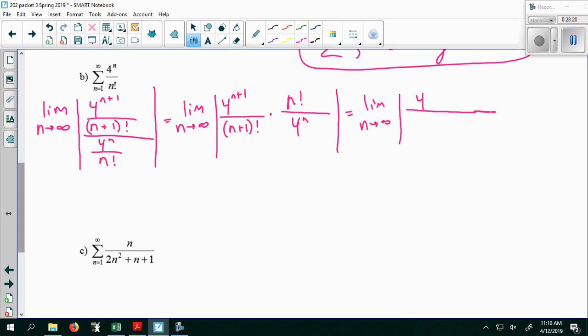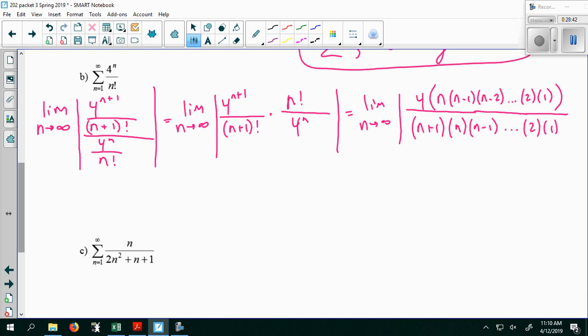Maybe I'll write out some terms to see what happens. N factorial is n times n minus 1 times n minus 2 down to 2 times 1. And then n plus 1 factorial, that's n plus 1 times n times n minus 1 down to 2 times 1. Okay, so cancel common terms. These all cancel. And I'm left with 4 over n plus 1.